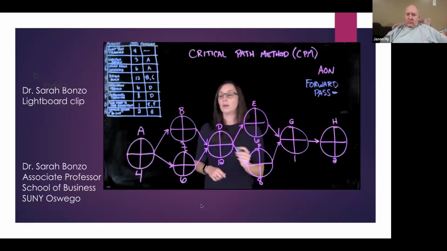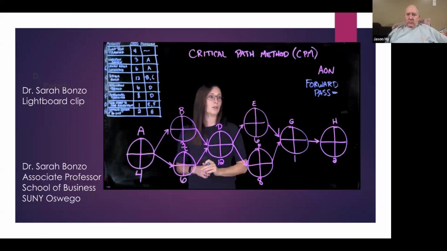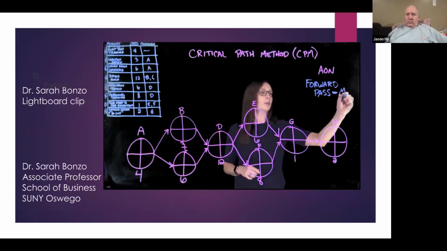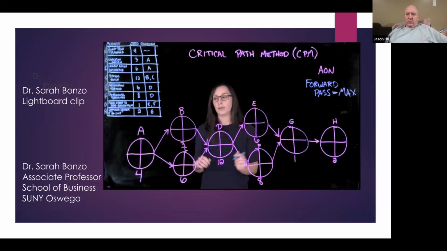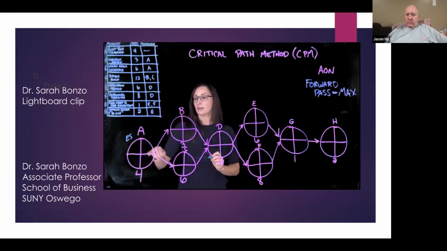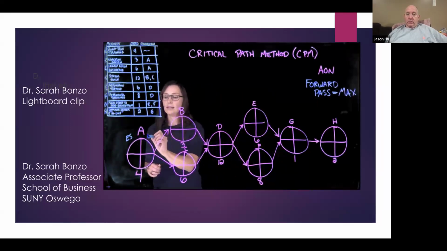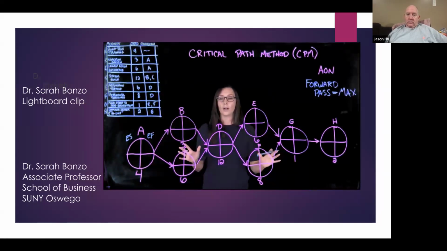And here, we always want to, when we do the forward pass, we're going to be filling out the top 2 quadrants here in each node, and we're going to use a max rule to help us fill out these top 2 quadrants. This is going to be the earliest time, or the earliest start time of this activity, and this is going to be the earliest possible time we can finish this activity. So let's walk through this. This will make more sense once we actually walk through it.